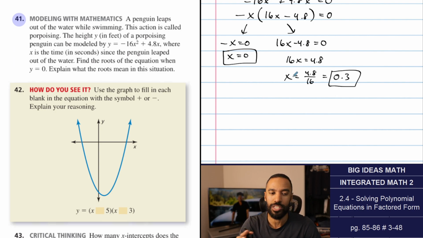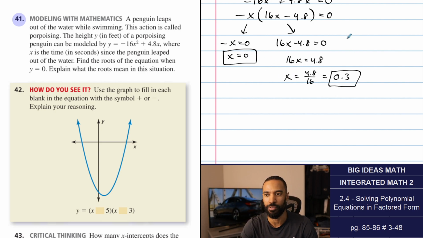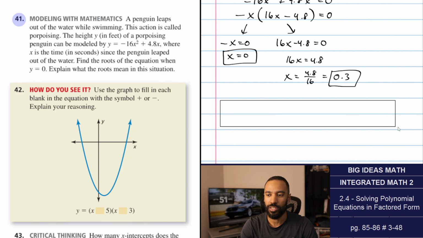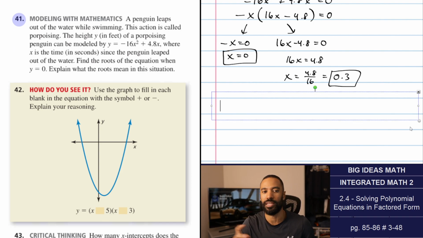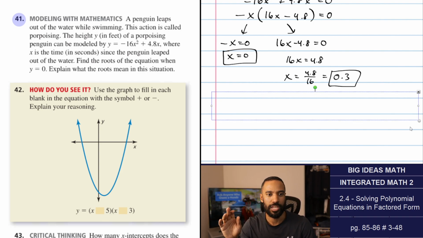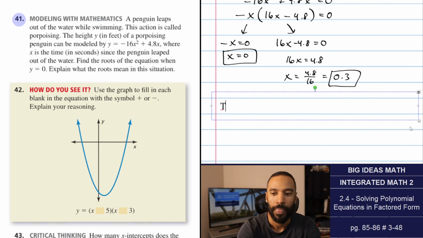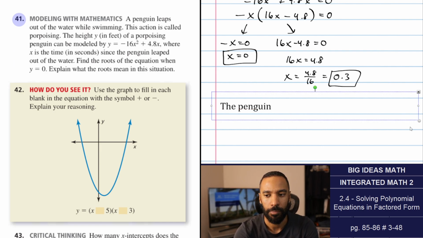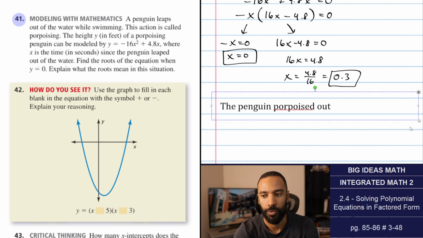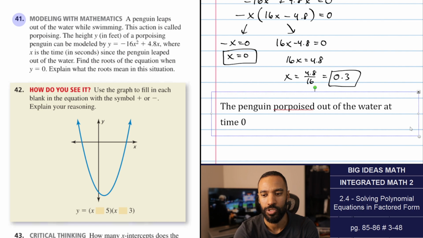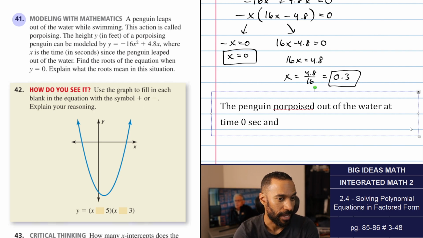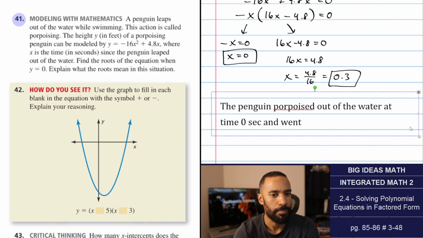So it says explain what the roots mean in this situation. These are both of the roots of this equation. This basically means that x is the time in seconds since it leaped out of the water. So the penguin porpoised out of the water. Hey, porpoised is a word. At time 0 seconds, and hit the water again and went back into the water.